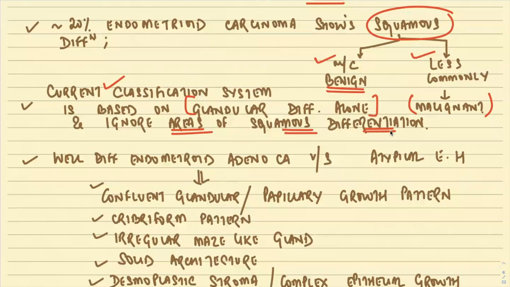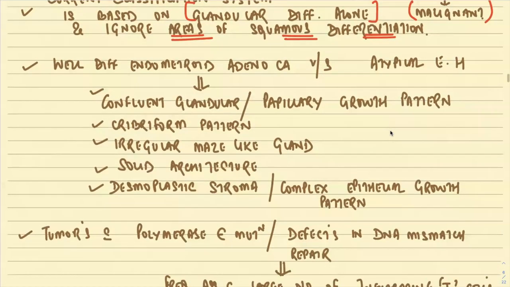Okay. Now we are going to differentiate between well-differentiated endometrioid adenocarcinoma versus atypical endometrial hyperplasia. In the previous lecture, we had seen what is typical hyperplasia and what is atypical hyperplasia. After that, we have well-differentiated endometrial adenocarcinoma. So what are the features of endometrioid adenocarcinoma that differentiate it from atypical endometrial hyperplasia? I am going to explain you with the help of diagrams as well.